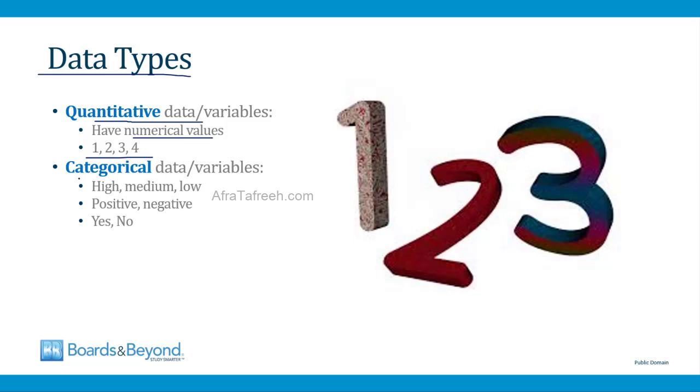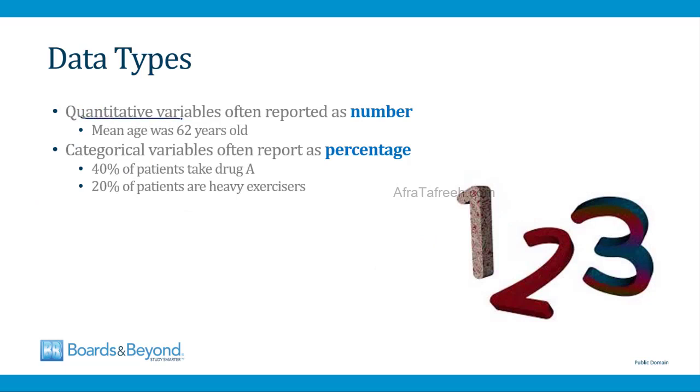In contrast, categorical data or categorical variables are data elements where you have to put them into categories like high, medium, or low, or positive or negative, or yes or no. And as we will see, there are different statistical tests used depending upon whether the data in your study is quantitative or categorical. Quantitative variables and quantitative data are usually reported as numbers. So for example, a study might say the mean age was 62 years old.